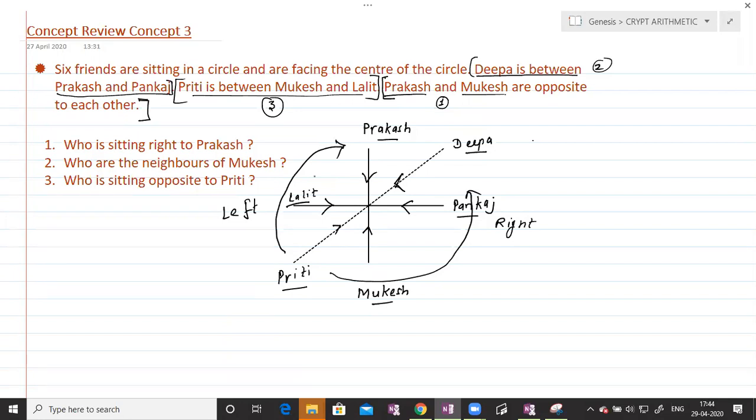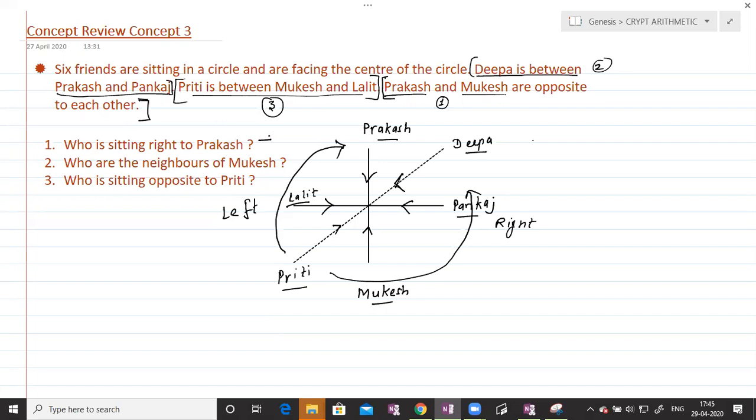The first statement says Prakash and Mukesh are opposite to each other. Okay, done. Is correct. Deepa is between Prakash and Pankaj. Correct. And third one, Preeti is between Mukesh and Lalit. Also correct. No problem. Now look at this question number 1. Who is sitting right to Prakash?